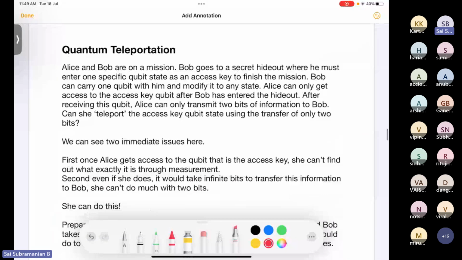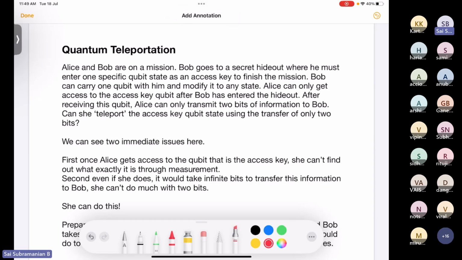So now a second example with a lot cooler of a name is quantum teleportation. So quantum teleportation, first let's look at the problem statement. So now Alice and Bob are on a mission.